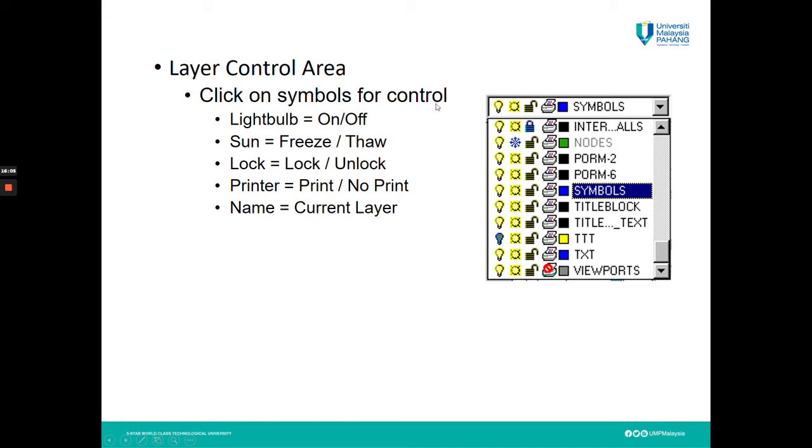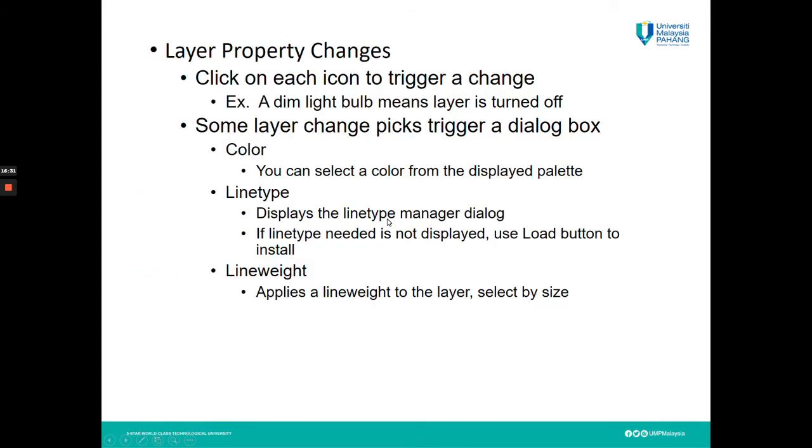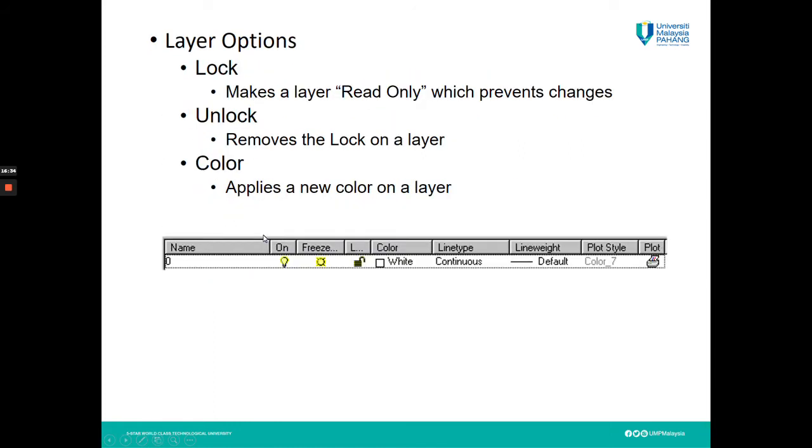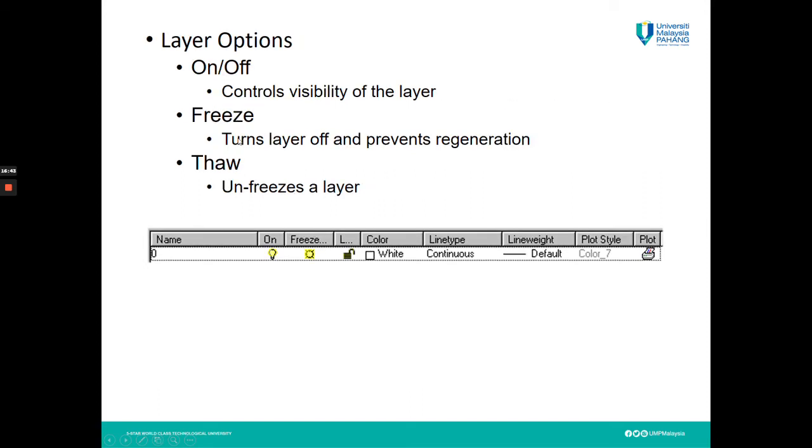Click on the symbol for the layer, for example on and off, and then the sun is to show freeze and unfreeze. So if you freeze it, you cannot use it. If you unfreeze it, then you can use it back. Lock and unlock does the same. So this one is also used for the same thing which we have discussed previously, which allows you to remove the lock on the layer. Okay, it makes the layer read only, which prevents changes. Okay, freeze turns the layer off and prevents regeneration.